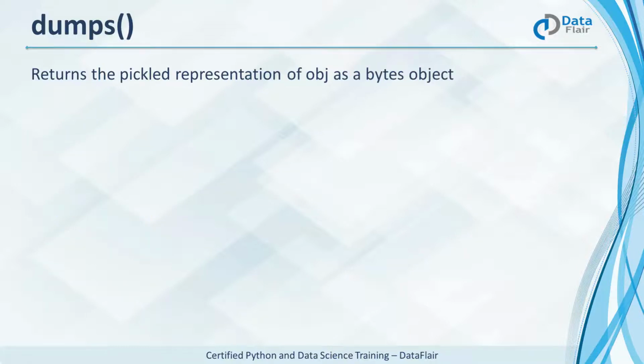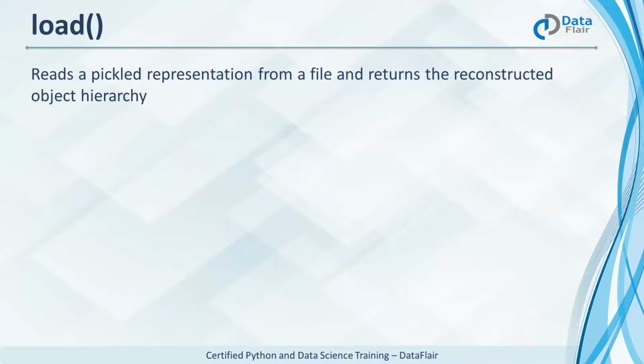Dumps returns the pickled representation of obj as a bytes object. It does not write to a file. This is what it dumps. The load function reads a pickled representation from a file and returns the reconstructed object hierarchy from it. Let's open F again and load from it. This loads the value 7.